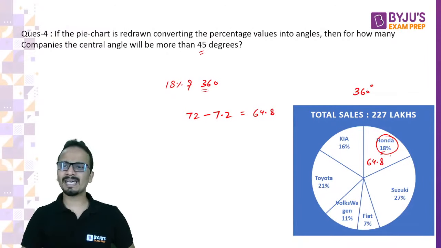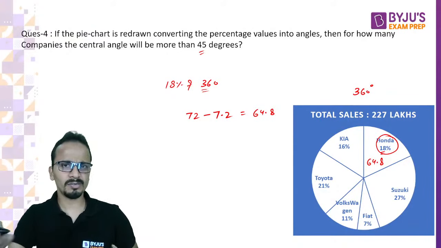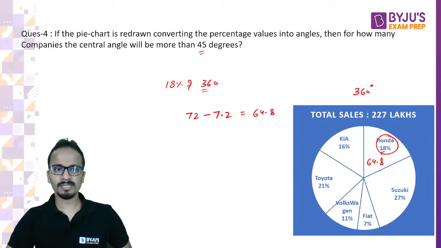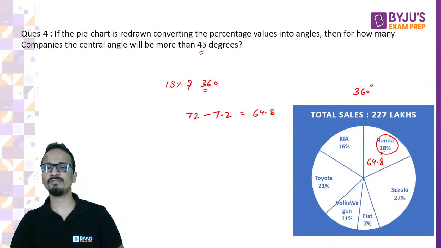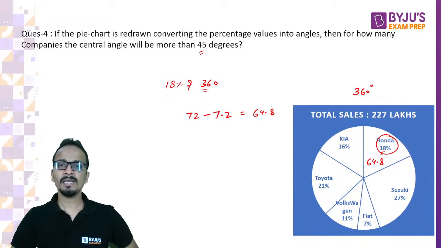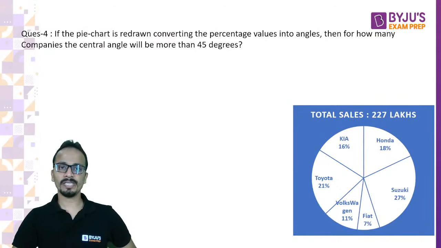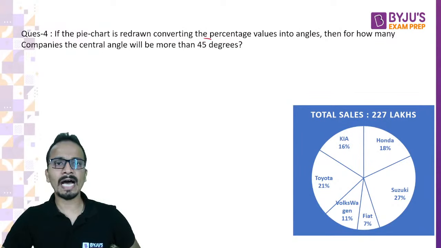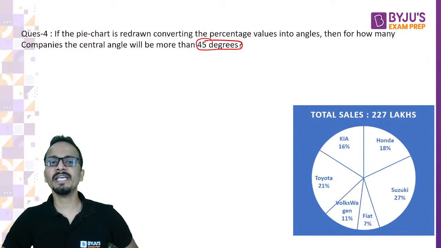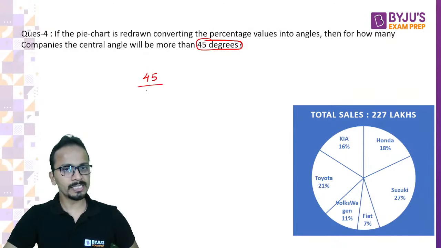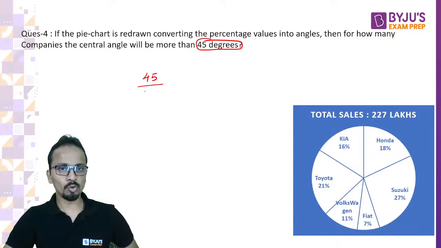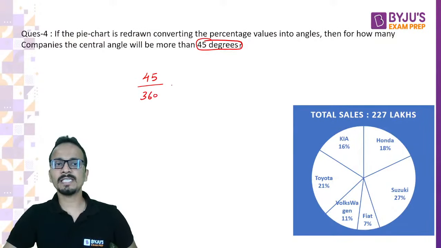So likewise, I can write the degrees for all of them, and then we'll see which ones are more than 45 degrees and which ones are less than 45 degrees. Now there is another way of doing this. What I can do is convert this 45 degrees into percentage. To convert 45 degrees into a percentage, I'll divide it by the total degrees. Exactly, Vicky. So 45 upon 360.